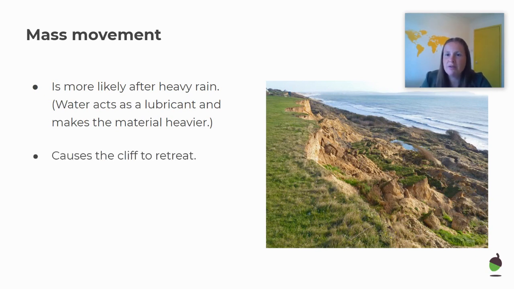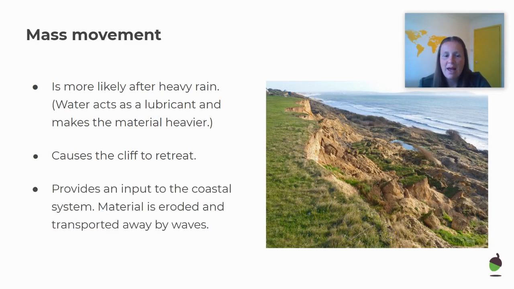Mass movement causes cliffs to retreat. And by retreat, we mean for the cliffs to move backwards. So mass movement will cause the cliffs to retreat. And finally, it provides an input to the coastal system. If you look at that photo, all of that loose material will eventually get to the bottom of the cliff. And when it's at the bottom of the cliff, we can see the waves in the sea. The waves are going to erode those. They're going to break down the material and they're going to transport it away. So it's really important we do have mass movement because we need those particles and sediment further along the coast.